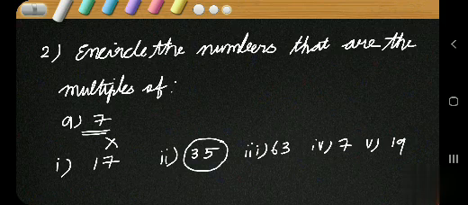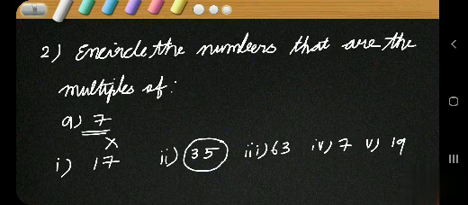What about 63? Is 63 in 7 stable? Let's check. 7 ones are 7, 7 twos are 14, 7 threes are 21, 7 fours are 28, 7 fives are 35, 7 sixes are 42, 7 sevens are 49, 7 eights are 56, 7 nines are, yes, 7 nines are 63.